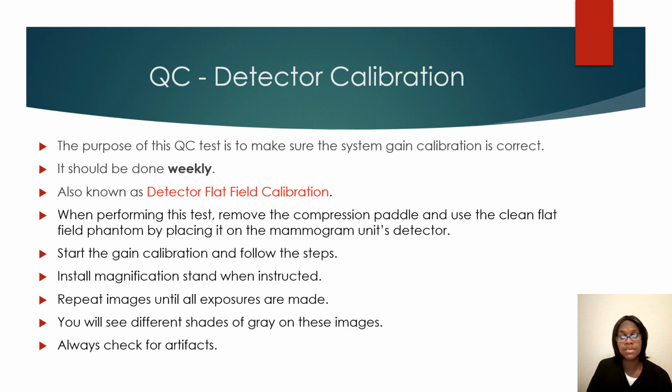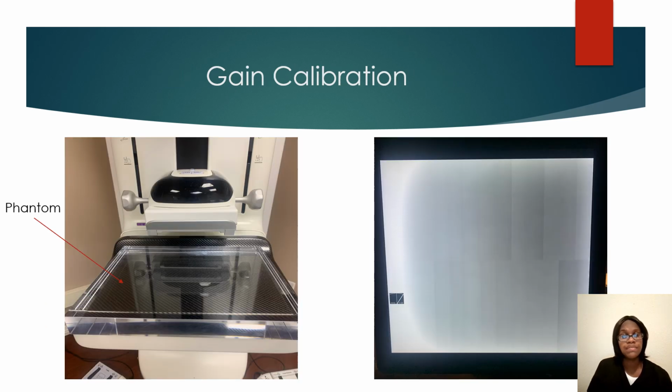With this type of QC, you are checking for different shades of gray on the images. Make sure that you are checking to see if there are any artifacts. I have an example right here. Like I was saying, you have to take away the compression paddle, and you see how I brought it down all the way to the phantom. This is what you should see on the picture. Just make sure that it's shades of gray. You do not see any big artifacts, any small white specks.